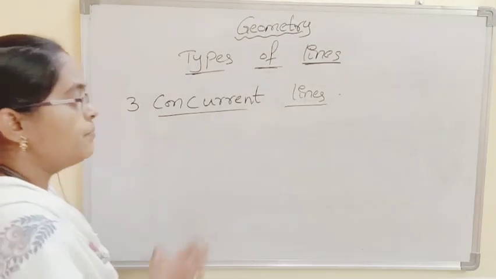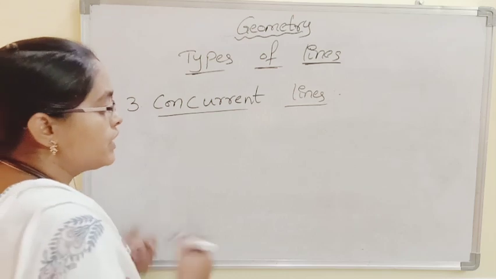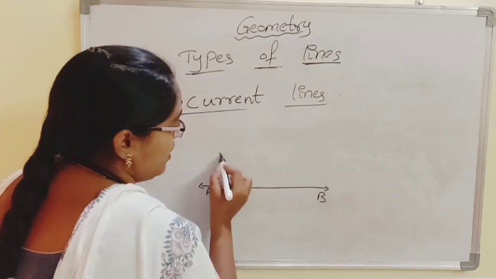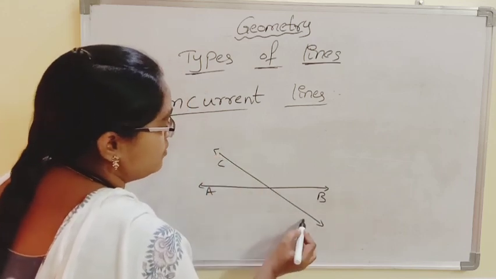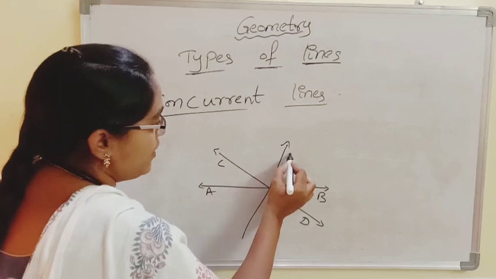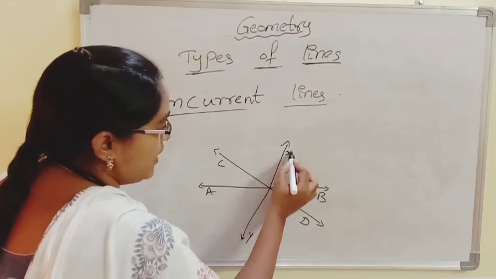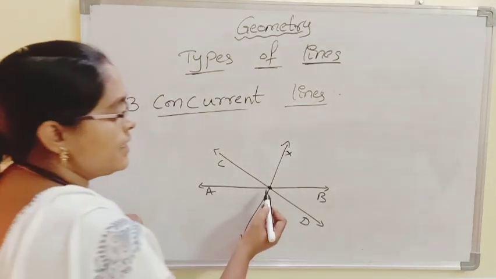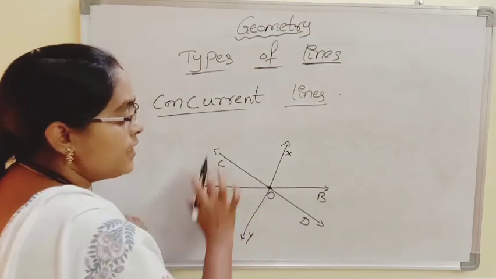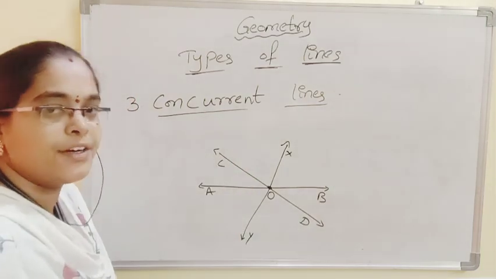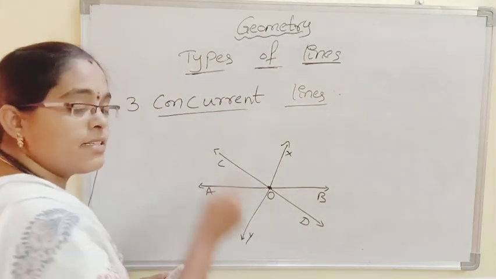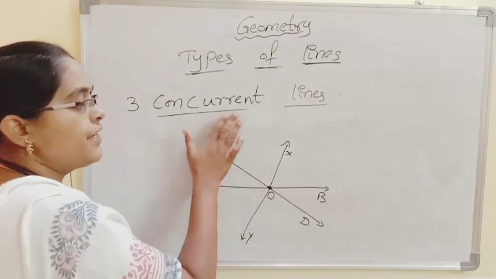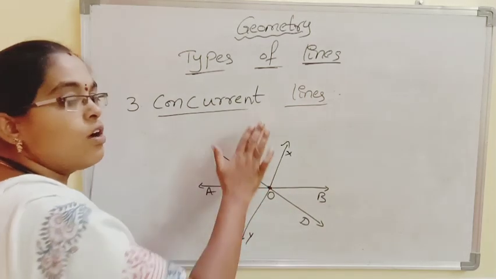Now see the third type, that is concurrent lines. See here, I have a line AB, and one more line I have, CD, and one more line I have, XY. So three lines intersect at the same point. If three or more lines intersect or meet at a point, then these lines we are calling concurrent lines. If two lines intersect, we are calling them intersecting lines. If three or more lines intersect at a point, then these lines we are calling concurrent lines.